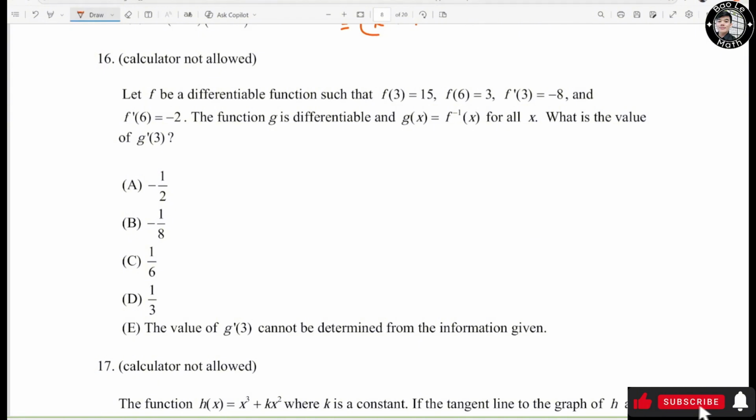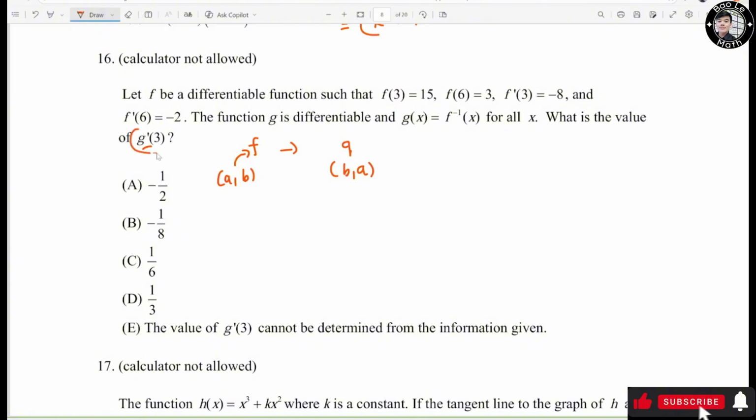Now let's move on to question 16. Let f be a differentiable function such that f of 3 equals 15, f of 6 equals 3, f prime of 3 equals negative 8, and f prime of 6 equals negative 2. The function g is differentiable and g of s equals inverse f of s for all s. What is the value of g prime of 3? Now remember, if f and g are inverses of each other, then a point (a, b) on f becomes (b, a) on g. So keep that in mind.